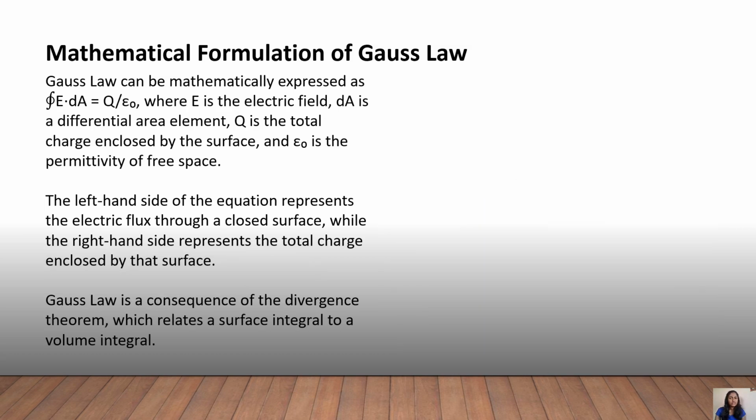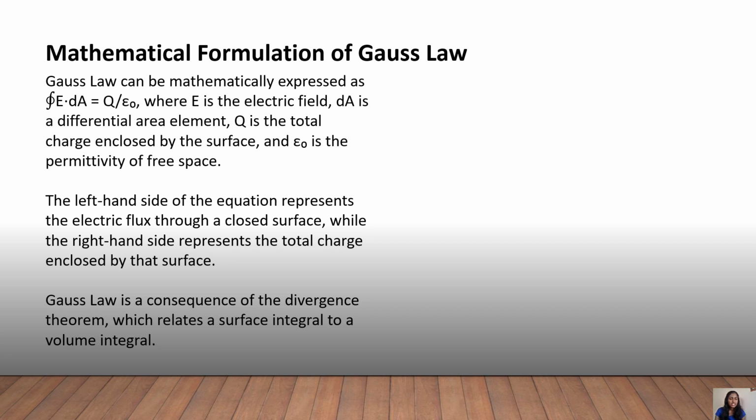Next is the mathematical formulation of Gauss law. Gauss law can be expressed as the closed surface integral of E dot dA is equal to Q divided by epsilon naught, where E is the electric field, psi is the symbol for the electric flux, dA is the differential area element, Q is the total charge enclosed by the surface, and epsilon naught is the permittivity of free space.